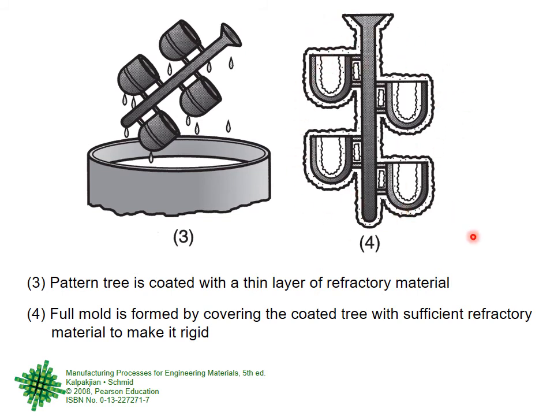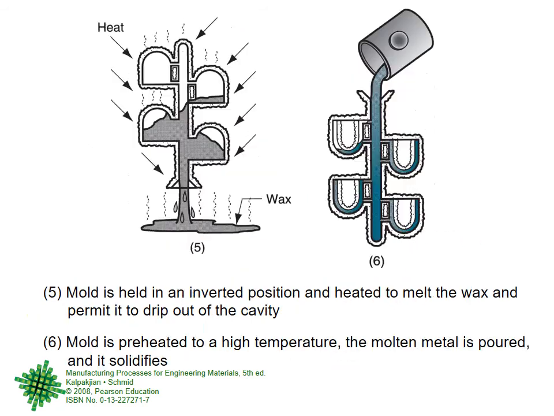And once it dries out, then this has a very good shell mold type of thing. Now you heat it, right? The mold is held in an inverted position. You do it upside down, so that when things melt, they come out. So inverted position and heated to melt the wax and permit it to drip out of the cavity. So now if you see, the tree is there, and the tree is only with the shell molds. But there are multiple, 1, 2, 3, 4, 5, 6, whatever, multiple molds at the same time.